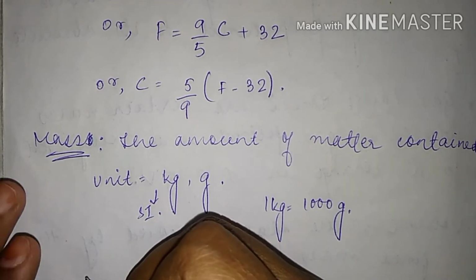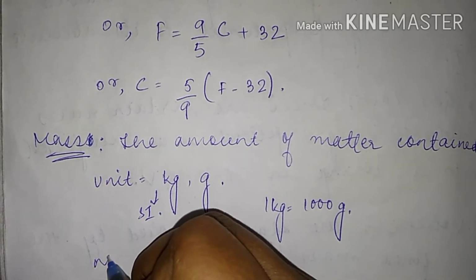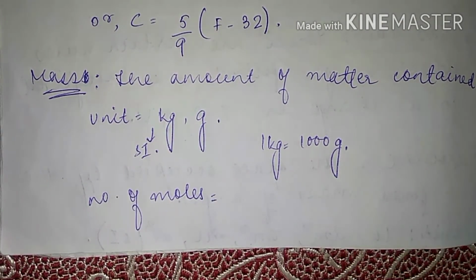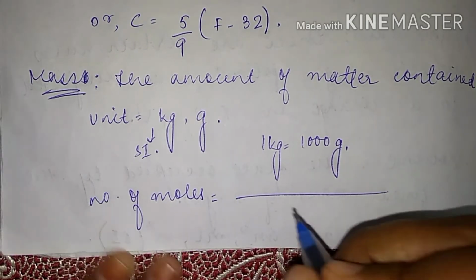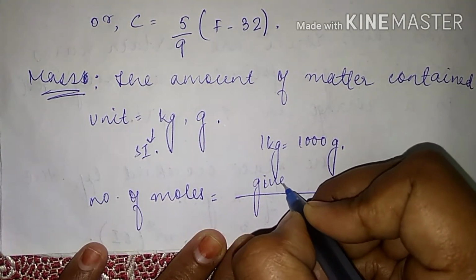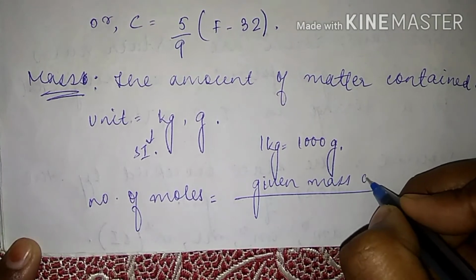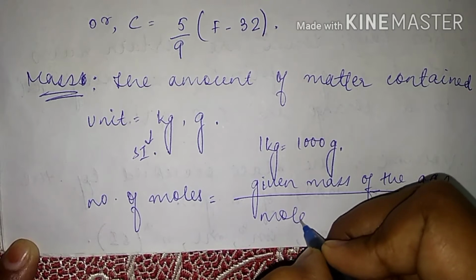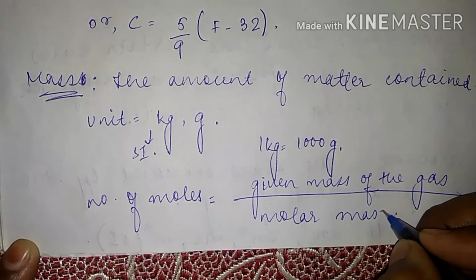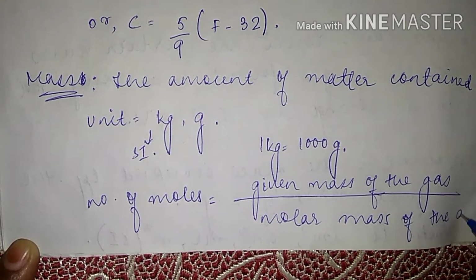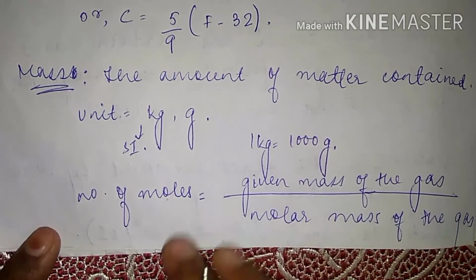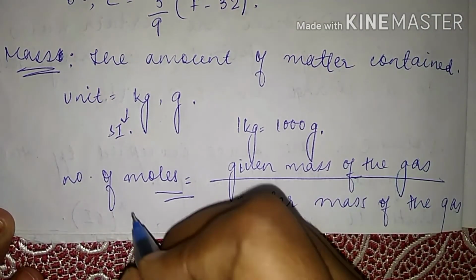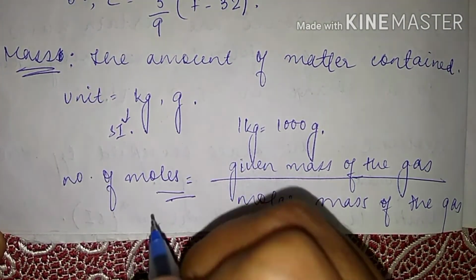In case of gases, the idea of the number of moles comes into play. The number of moles can be defined as the given mass of the gas divided by the molar mass of the gas. This idea of moles will be studied in a higher class in the chapter on mole concept or stoichiometry.